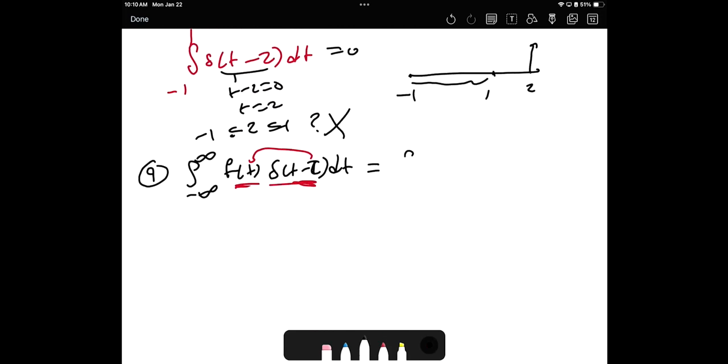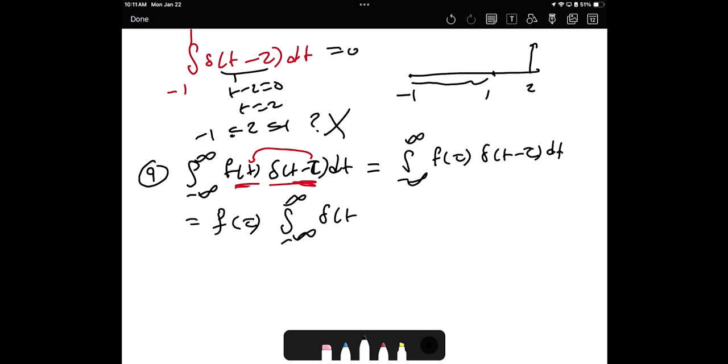So it's going to be the integral between negative infinity and infinity of f of tau delta t minus tau. The only thing I did is substitute t equal to tau. Now f of tau is constant, so it can be kicked out of the integral. So it's f of tau times the integral between negative infinity and infinity of delta t minus tau dt. This means we are covering the arrow, therefore it's 1. So f of tau times 1 is f of tau. Okay?